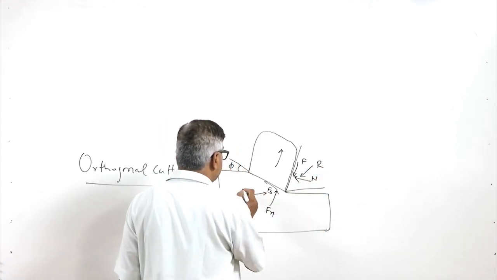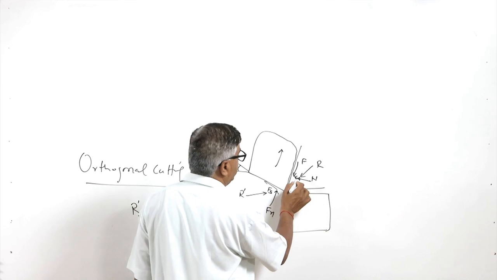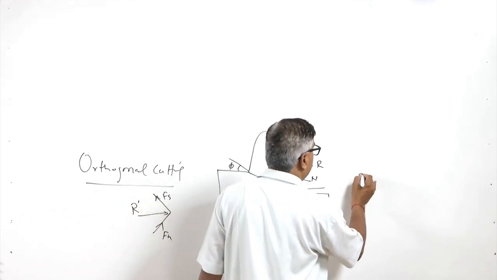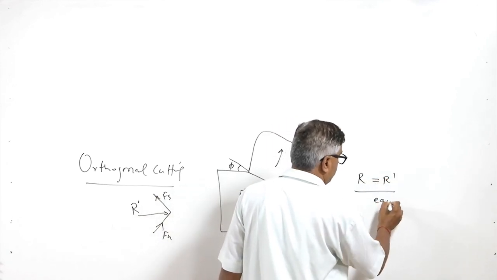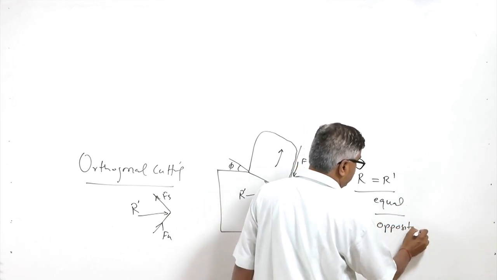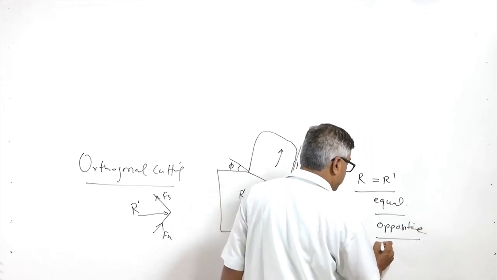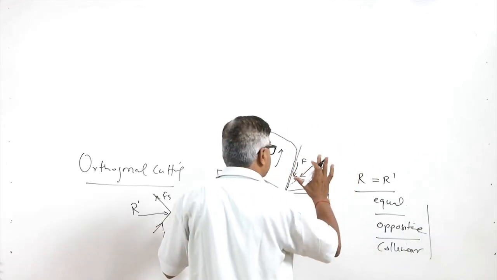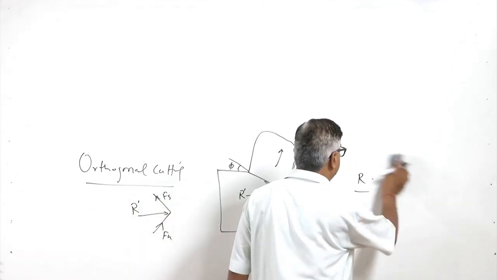These two, R and R dash, should have specific features. First, R should be equal to R dash, they should be equal in magnitude. Second, they should act in opposite directions. And third, they should be collinear, for ensuring that the entire cutting system is under equilibrium and the metal is being removed continuously.